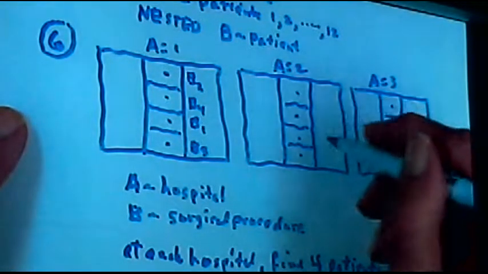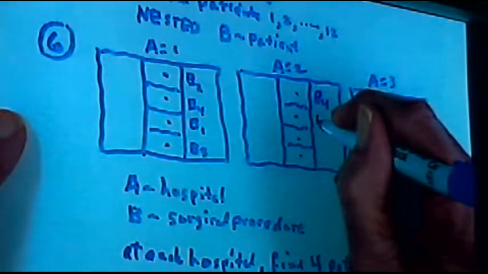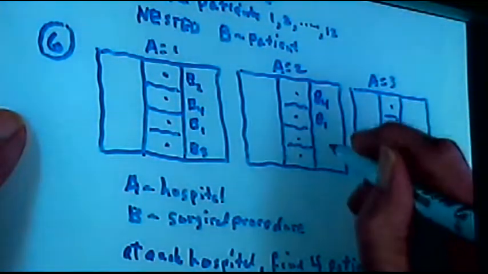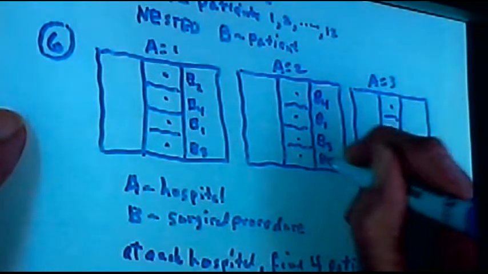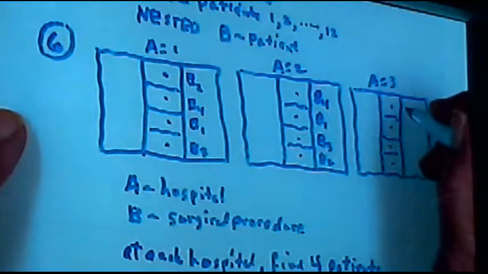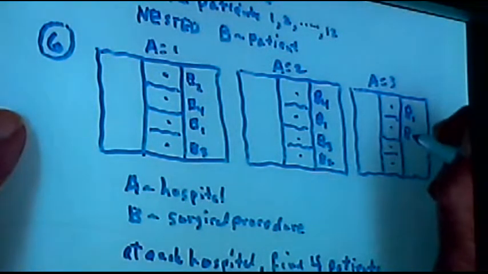And then we do the same thing over here. B4, whatever. B1, B2, and finally B1, B4.